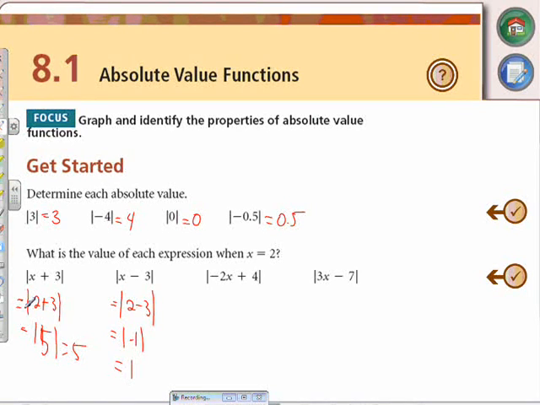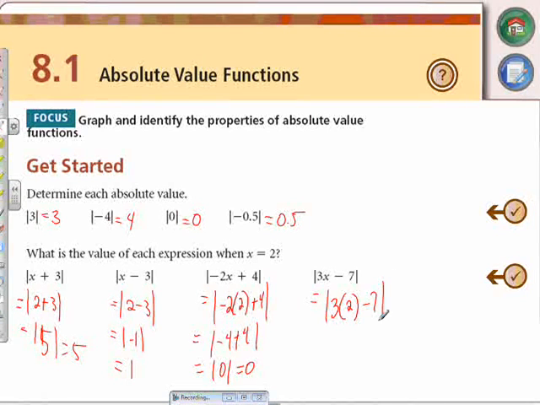And then same thing, absolute value of negative 2 times 2 plus 4 equals absolute value of negative 4 plus 4, which is the absolute value of 0, which is 0. And absolute value of 3 times 2 minus 7, which gives us 6 minus 7, absolute value of negative 1 equals 1.